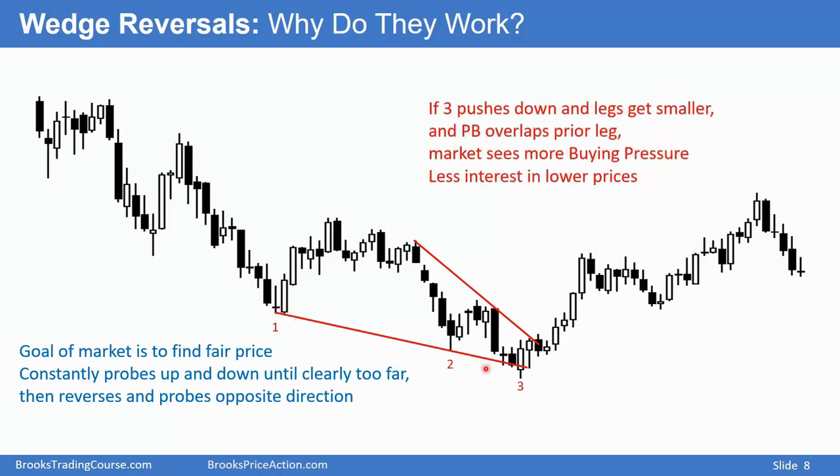You see 3 pushes down, and the legs down are getting smaller. Plus you see overlap. The pullback from the second leg goes above the low of the first leg. There's less interest in lower prices. The market sees the buying pressure. They see that the bulls who buy at this low can make money. They assume the bulls who buy at this low will make money. Less interest in selling lower. The reversal attempts are coming after fewer bars.